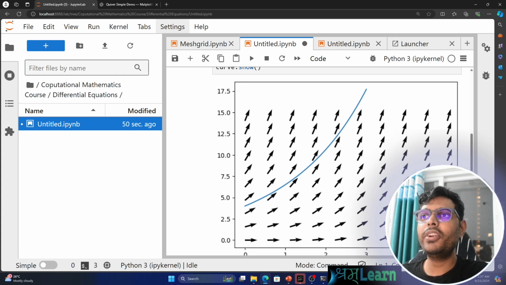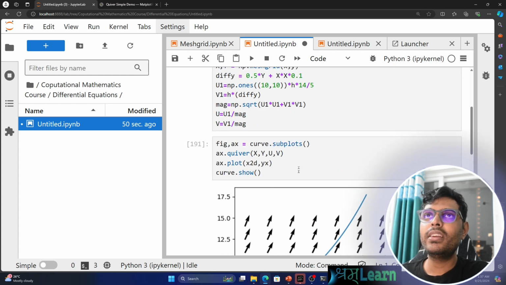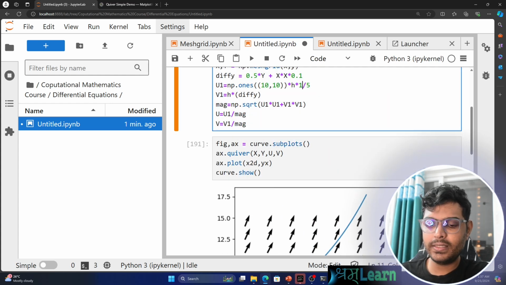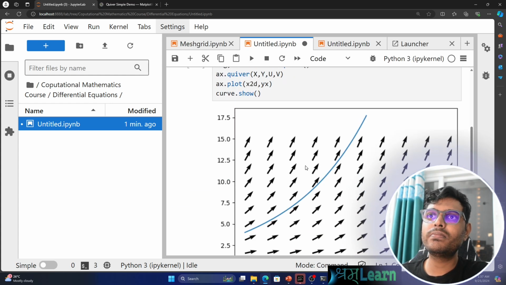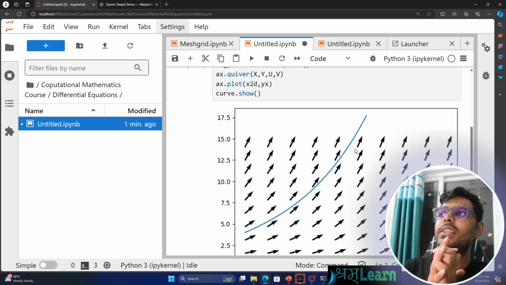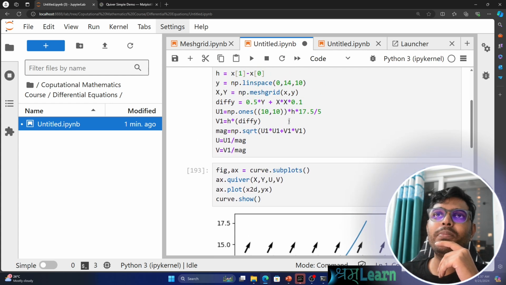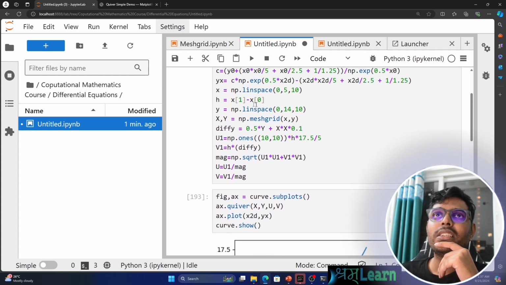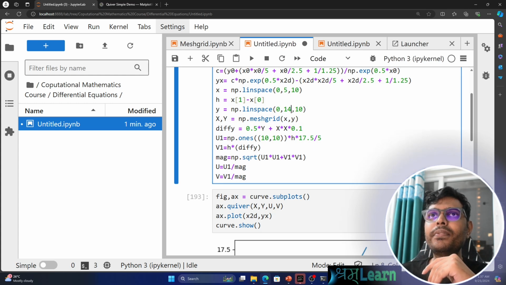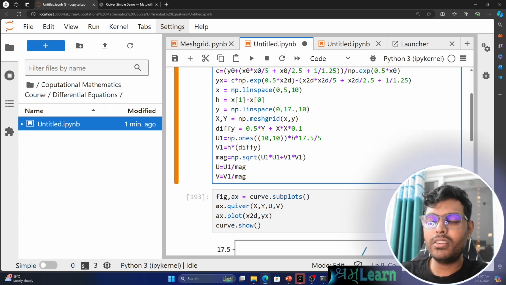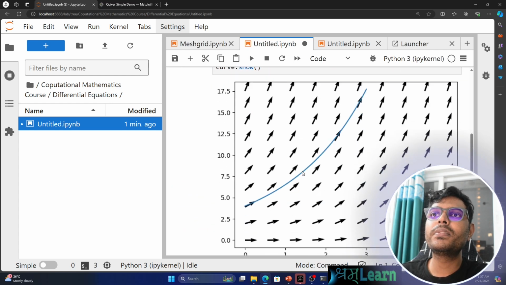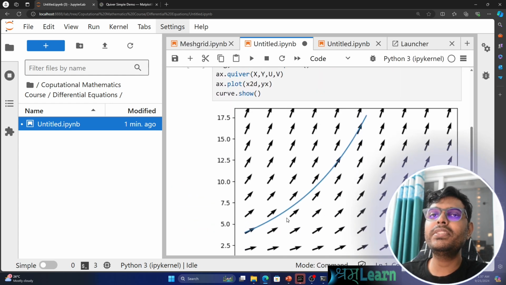This is 17.5 and this is 5. Okay, so I have to multiply this 17.5 and 5. Now they are exactly tangential. Okay, so you can see. So the idea was just that I can also increase the y to 17.5. Yes, so it gives me better curve.